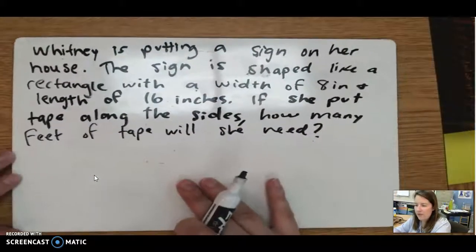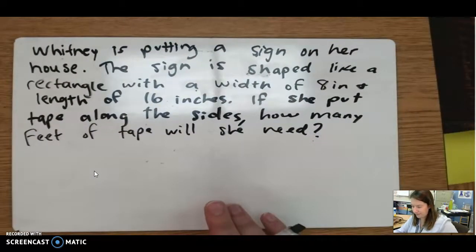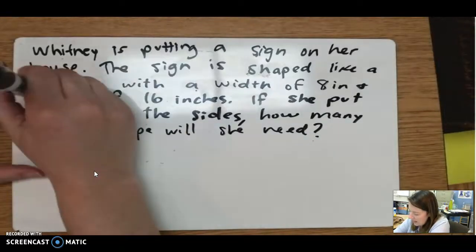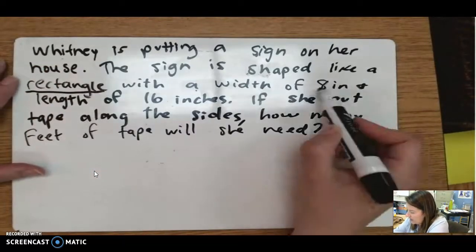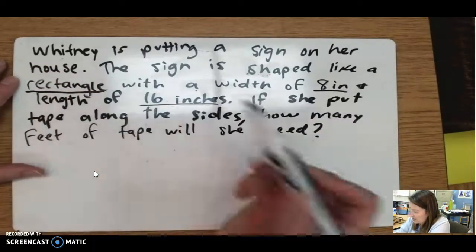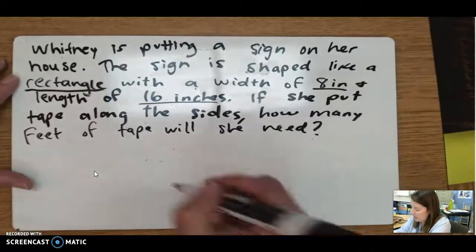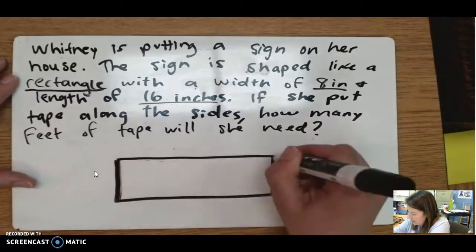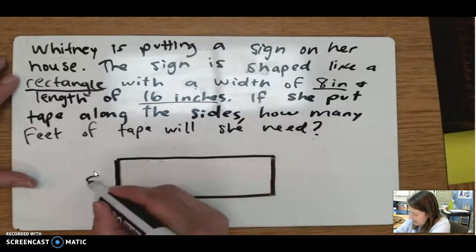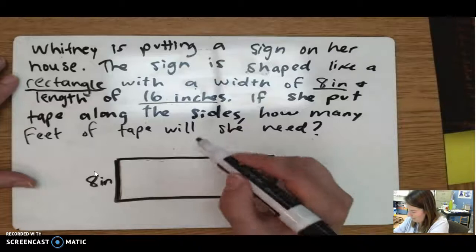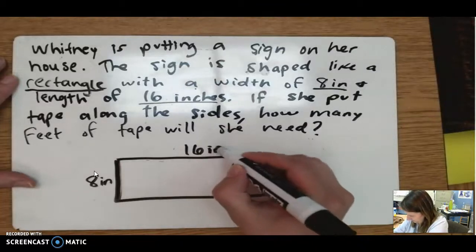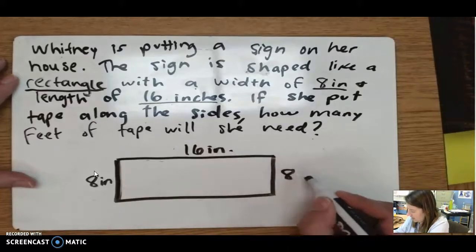Okay, so here's our first word problem we're going to do. It says Whitney's putting a sign on her house. The sign is shaped like a rectangle with a width of 8 inches and a length of 16 inches. Before I go forward, I'm going to draw it. So here's a rectangle. It says a width of 8 inches and a length of 16 inches. I'm going to go ahead and label all sides.